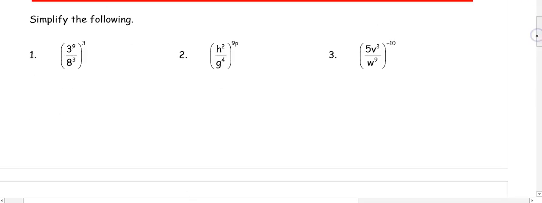So let's look at a few examples. So in number 1, we have 3 to the 9th over 8 to the 3rd, all raised to the 3rd power.